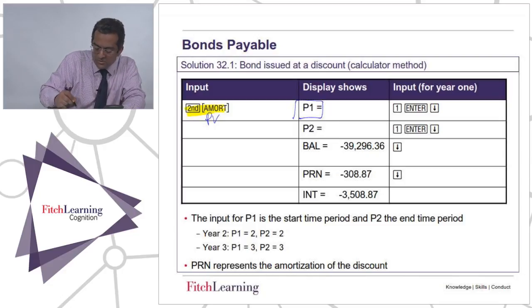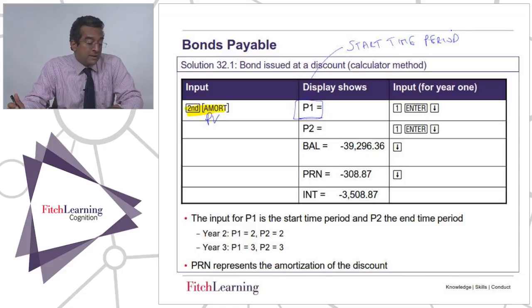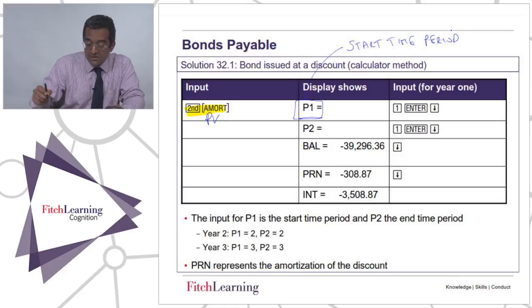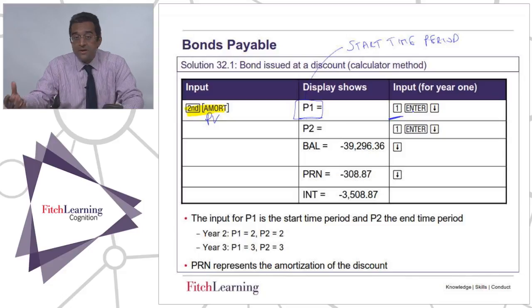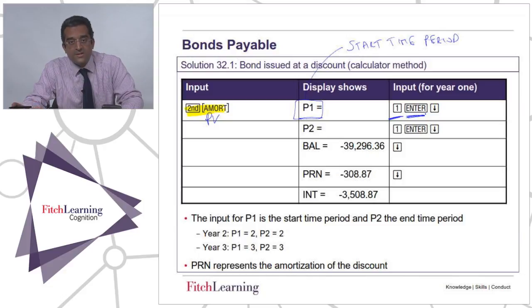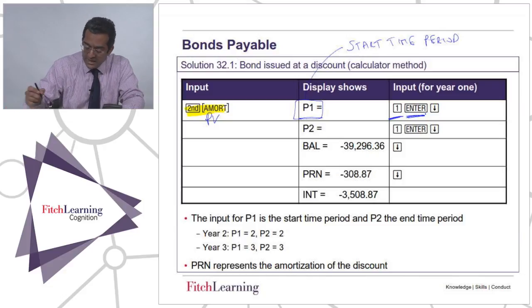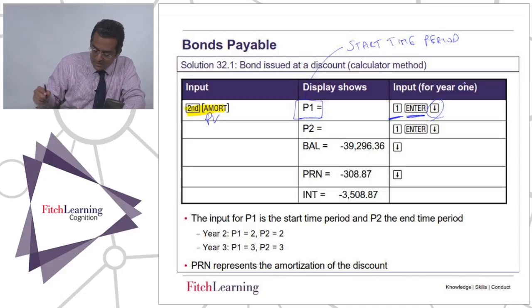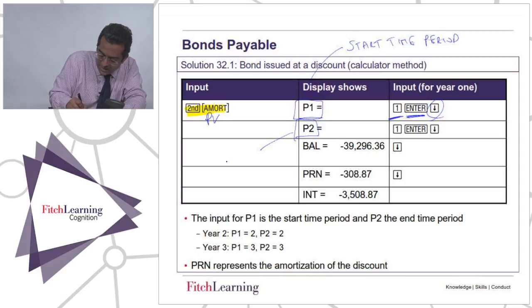Now, P1 equals means the starting time. So starting time period is what P1 stands for. Now, by default, typically that is starting in the first period. Yours might not say that, but just to be on the same page, if not, make it say that. So press 1 and press enter. This means that you want to start your analysis from the beginning of year 1. If you then press the down arrow, we get P2. Now P2 is for the ending time period. End time period.